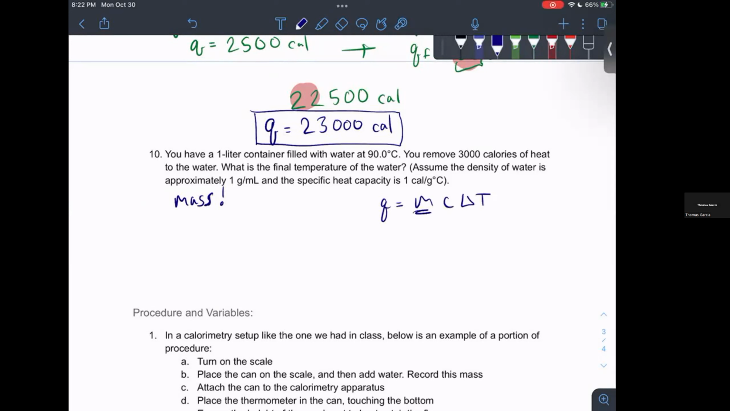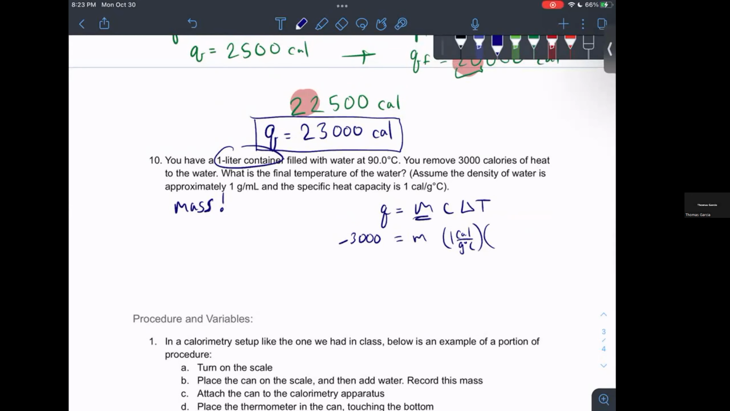Well, we need a mass. We don't need a volume. And right now we have a volume, 1 liter. We can fill out most of this equation, minus 3,000 calories is equal to some mass M times 1 calorie per gram degree Celsius. And we know that we are going to start at 90 degrees Celsius, but where are we going to end? We have our T final minus T initial. Our T initial, once again, is 90 degrees Celsius. We have two variables missing from this equation, so we can find the mass.